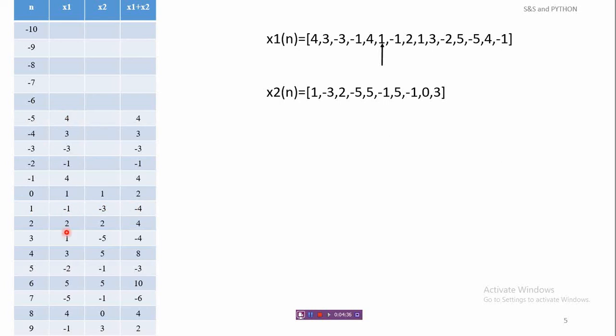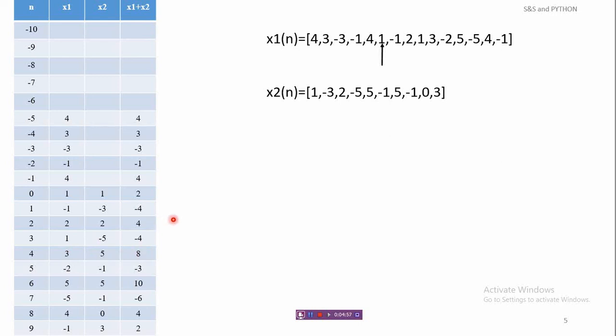So we have to do the addition taking the samples corresponding to the sampling instant. Consider any sampling instant, say 4. Take the sample value of x1, sample value of x2 and perform the operation. Here it is the sum we are finding. So add the two, we get the result.